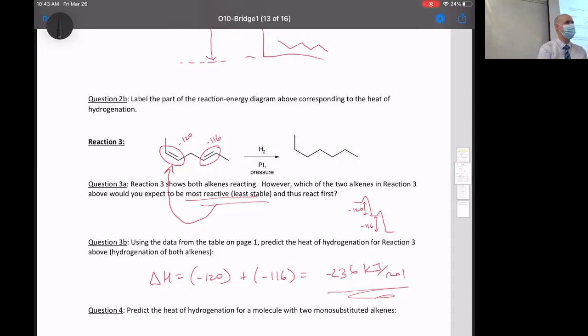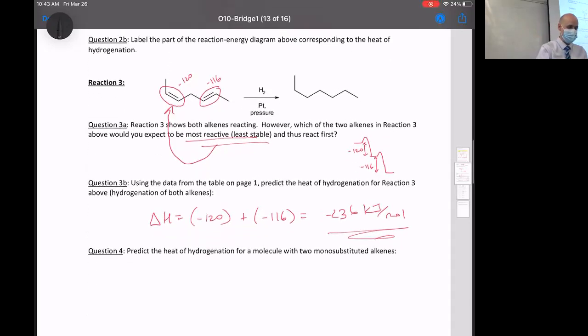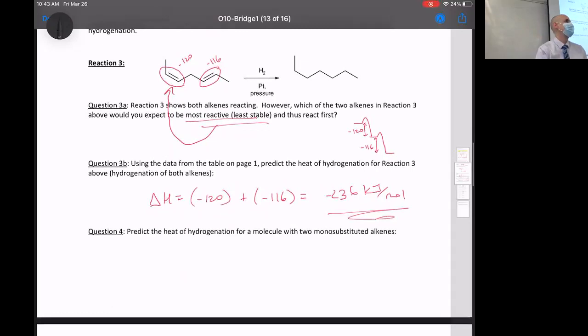Yeah, and so this is part of what we can do to predict relative energy of alkenes. What we're doing at this point really is just considering them one at a time. But a big part of today is to look at what happens when we have multiple alkenes put together. All right, so Chase, what would be the heat of hydrogenation for a molecule with two monosubstituted alkenes?